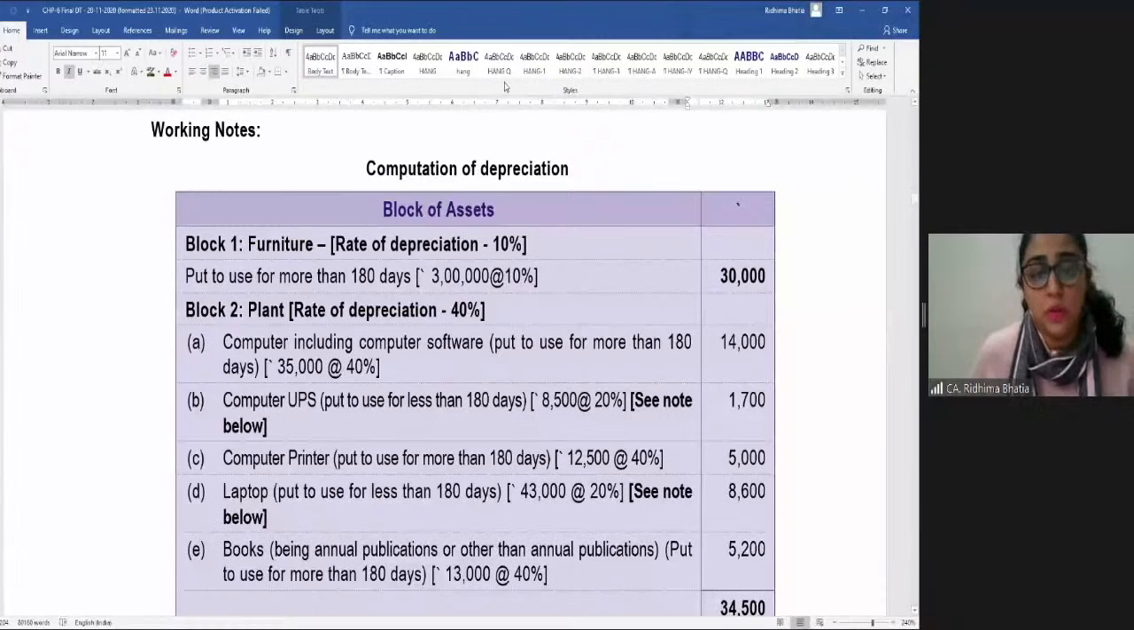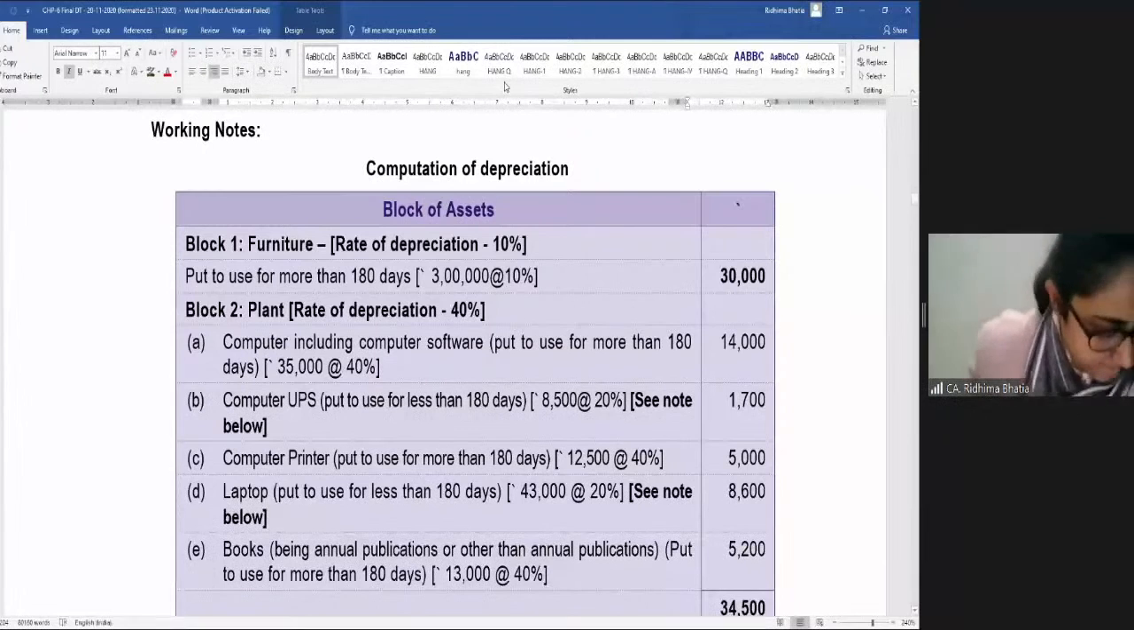Yes, Gomati, in all the cases, put to use, I'm telling you from put to use the depreciation will come, okay? And allowed. Acquisition is not the criteria for giving the depreciation. Anyone has doubts?